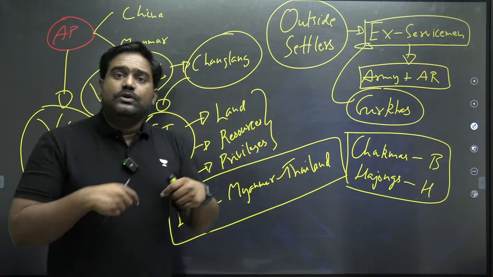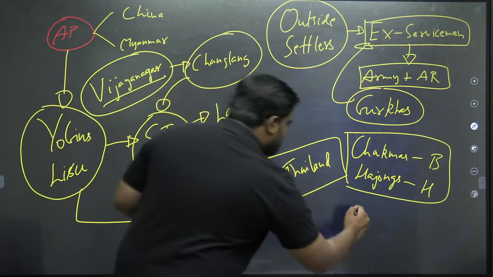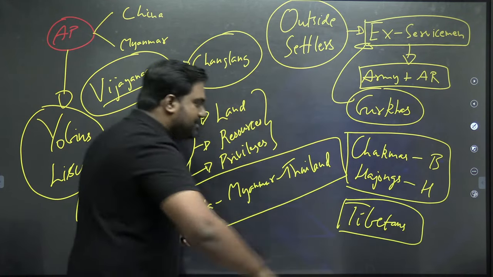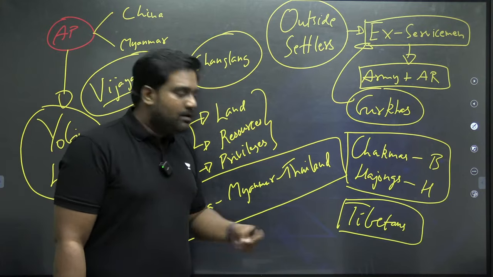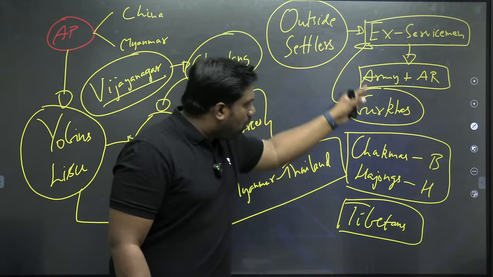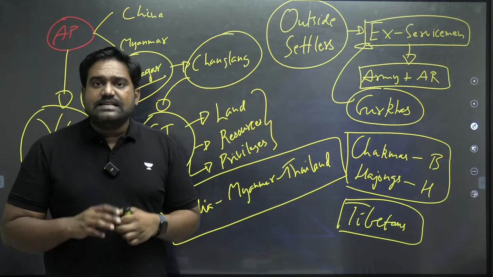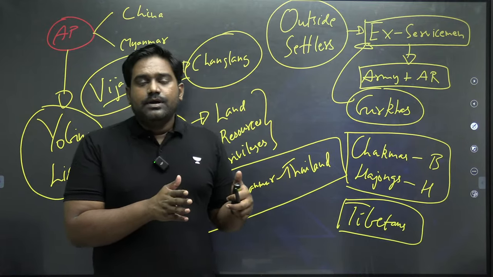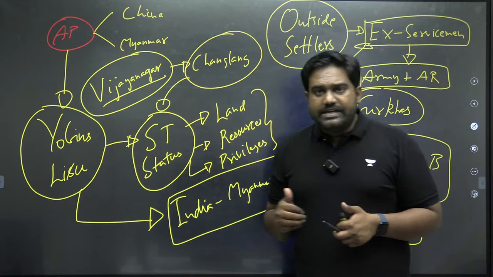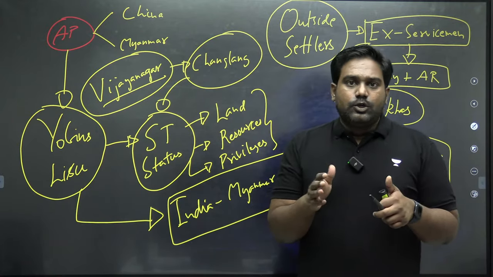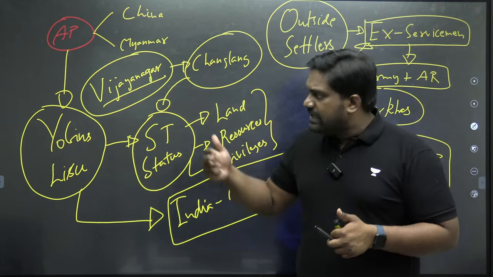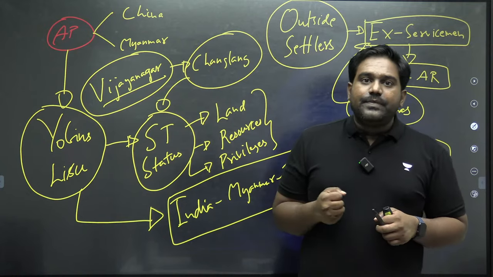Then we also have a few Tibetan refugees settled over here. There are a few Tibetan Buddhist refugees who fled Tibet in 1959, who are settled in a few Tibetan refugee camps in Arunachal Pradesh. So all these outside communities are seen as settler communities. Now, any native tribe will resist the arrival of outside communities because they see them as a threat to their land, their identity, their resources, their customs, which includes their language, their culture, etc.